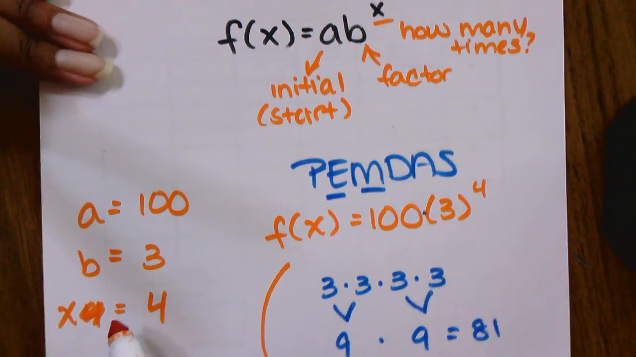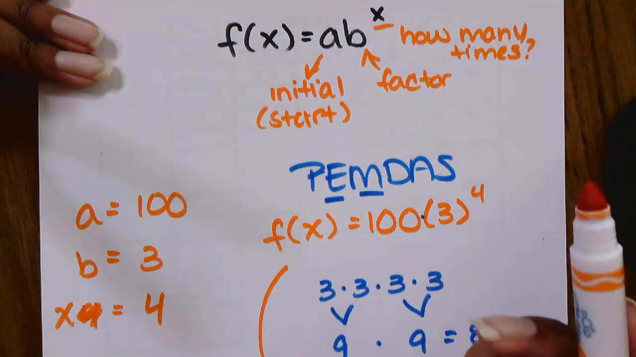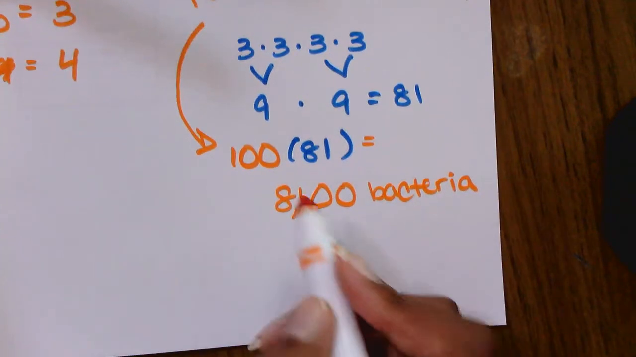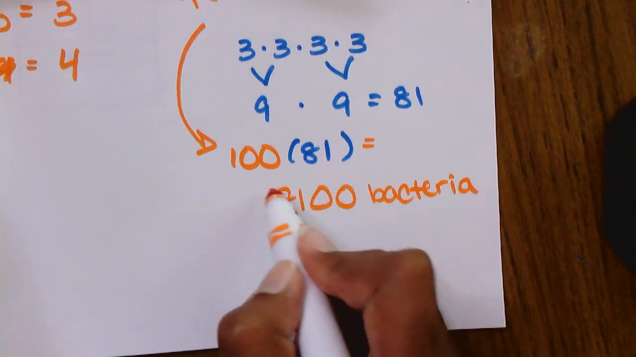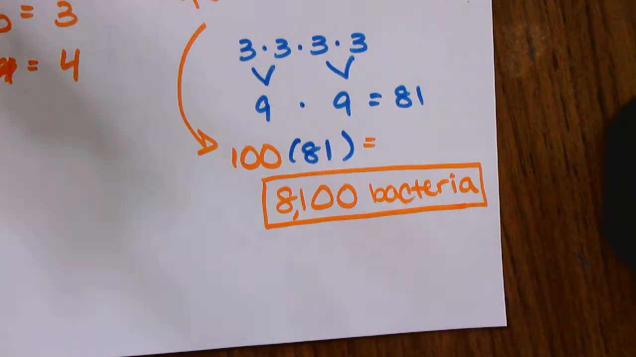And my X would be 4 because that's how many times we need to do the multiplication to figure out how many bacteria there are. And my final answer would be that there are 8,100 bacteria after 4 hours if you start off with 100 and they triple every hour.